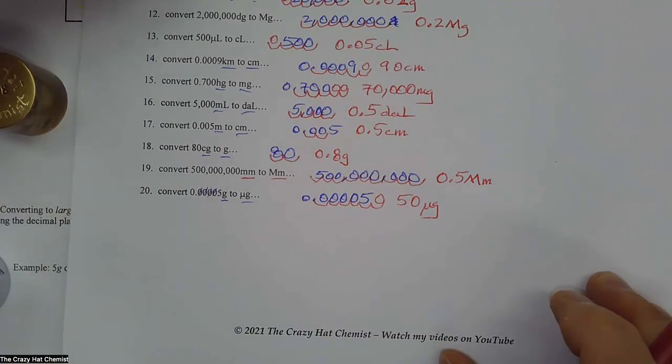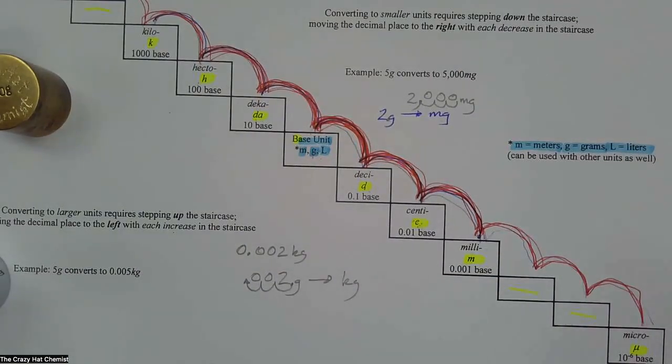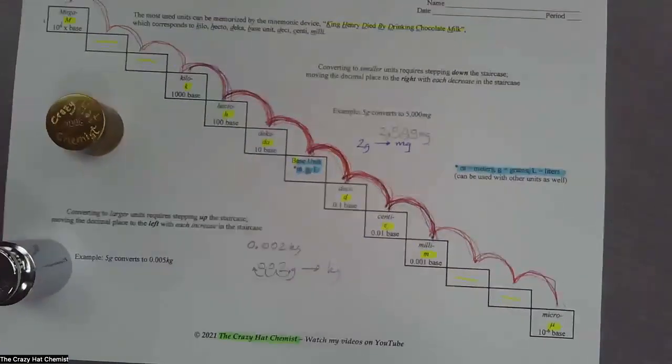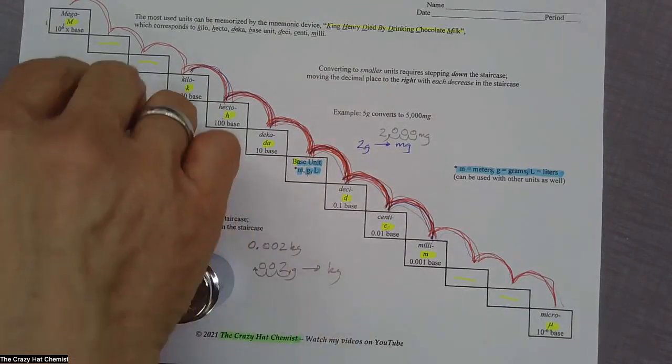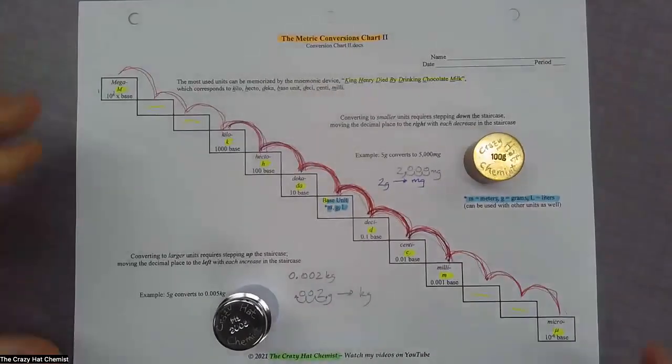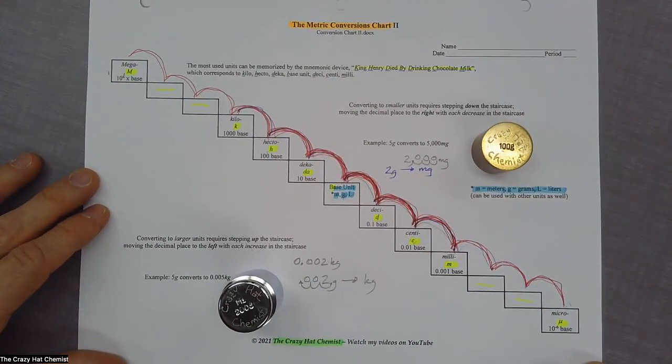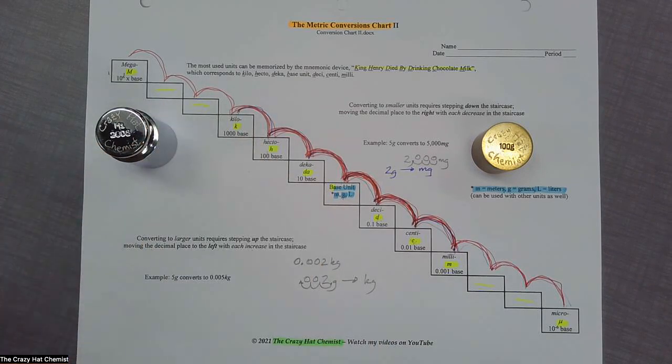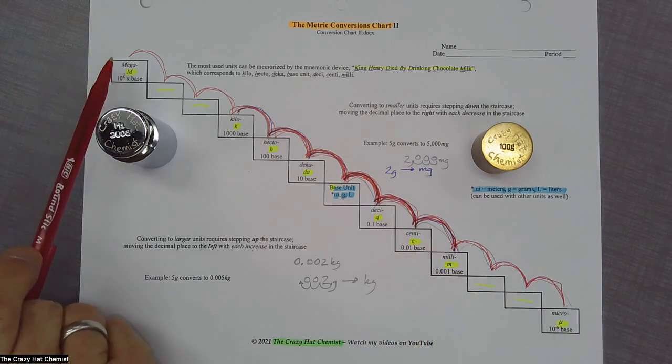All right, perfect. So we're going to summarize this really quick here and zoom on out so you can see the entirety of this chart. Okay, and we're almost there. There we go. So this is the metric conversions chart. Hopefully it's really helpful to you. Remember that King Henry died by drinking chocolate milk. And then we have at the low end micro and at the high end mega.